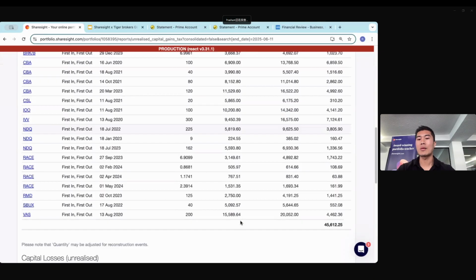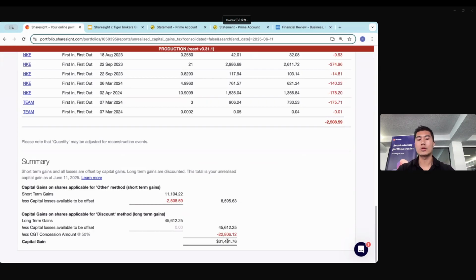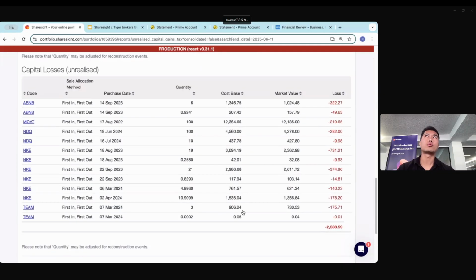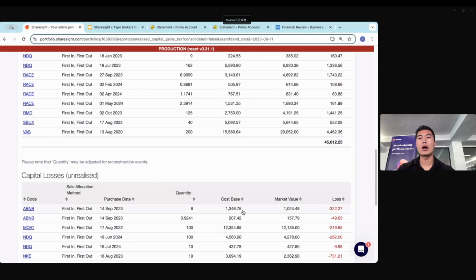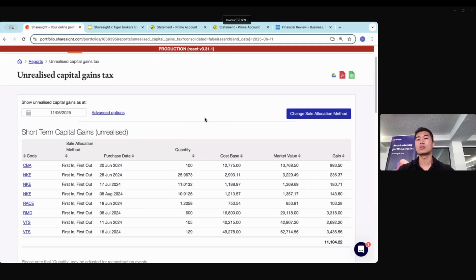So Sharesight will summarize that, similar to the CGT report, based on the current market value and give you what your tax liability is. So I'll outline three scenarios of how you can use this report. The first one is tax loss selling.